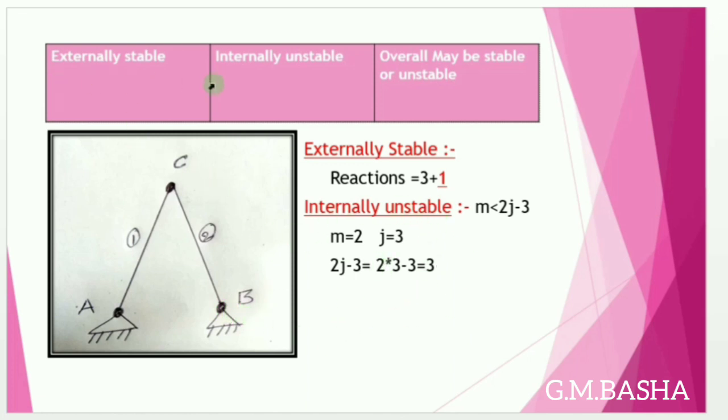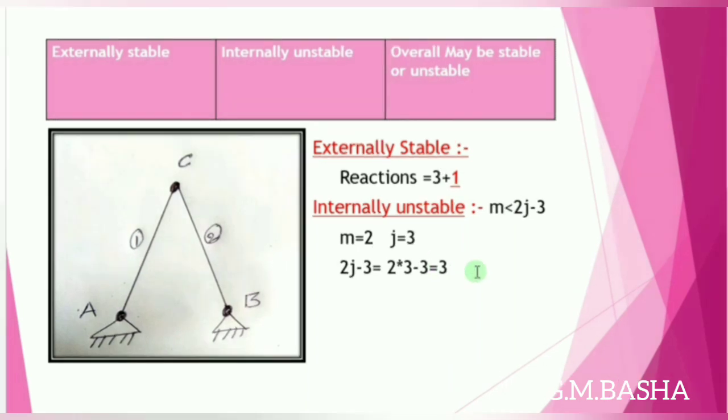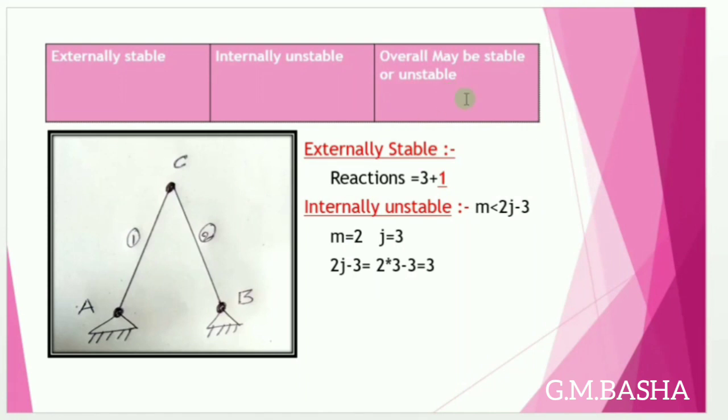If the structure is externally stable and internally unstable, the structure may be stable or unstable, meaning the overall structure may be stable or unstable. See here, external reactions will be 4. This extra reaction and here one member will be less. These extra reactions will try to compensate here, meaning it will be helpful for the internal stability of the trusses. Therefore, the overall structure may be stable here. So remember this point. It is very important.